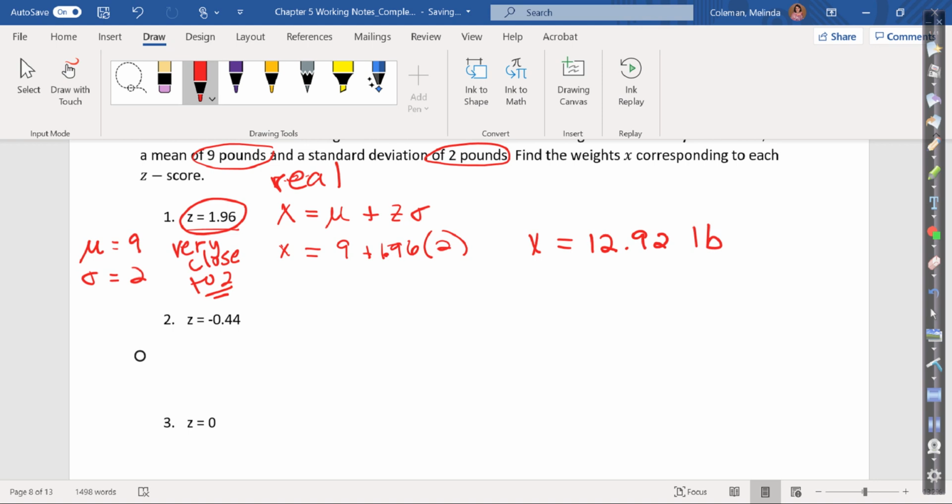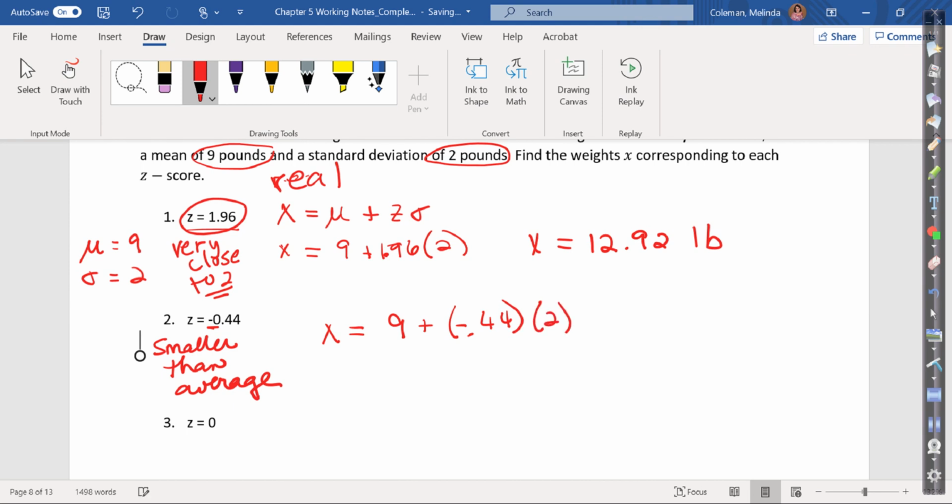So that means he's going to be a fat cat. All right, second one says Z equals negative. So this guy's going to be smaller than average. So negative means he's going to be smaller than average. So if the average is 9 pounds, he should be smaller. So X equals 9 plus the negative 0.44 times 2.